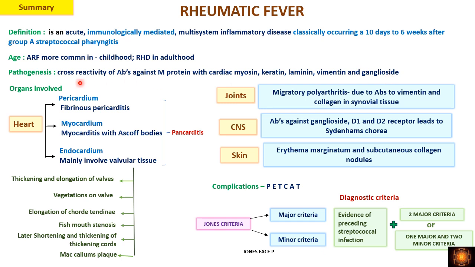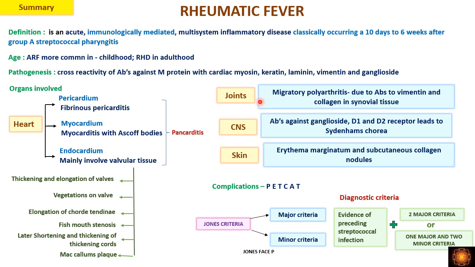Organs involved are the heart, joints, CNS, and the skin. In the heart, the pericardium is involved. It produces fibrinous pericarditis, also called bread and butter pericarditis. In the myocardium, we have myocarditis with Aschoff bodies, and in the endocardium, the valvular tissue is involved. In the valves, there can be thickening and elongation. Vegetations can be present in the valves. Elongation of chordae tendineae can occur. Fish mouth stenosis occurs because of commissural fusion and calcifications. Later, shortening and thickening of the cords can occur. And MacCallum's plaque is formed in the left atrium because of the regurgitant jet.